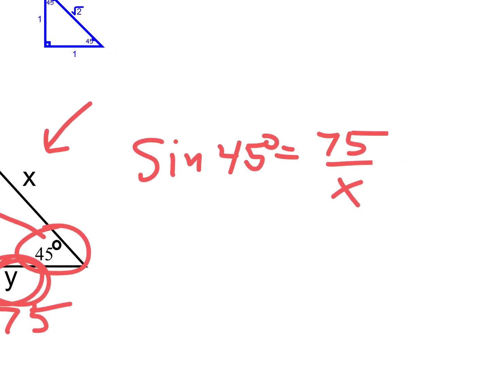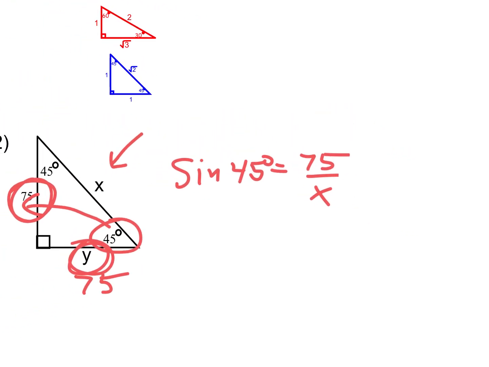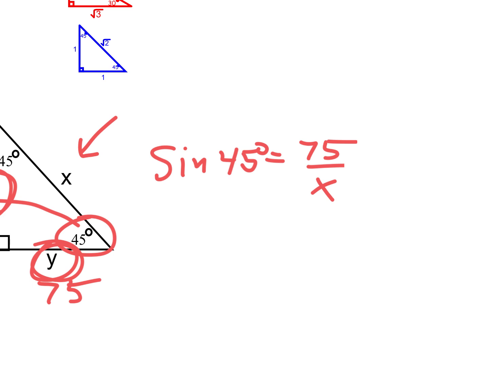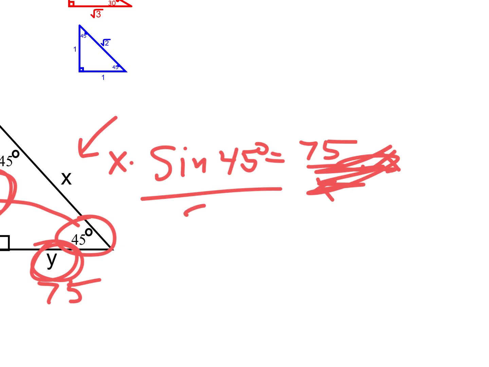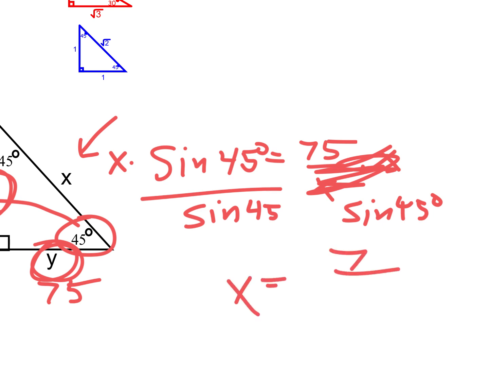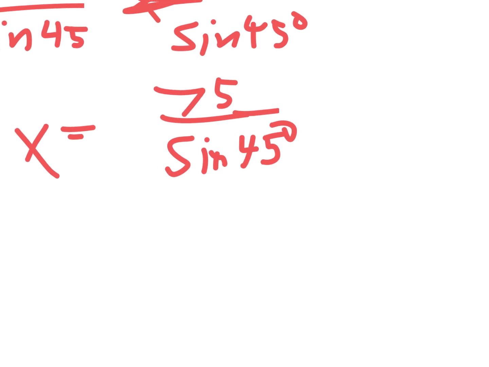Okay, so in solving this to figure out what the x side is, I end up timesing by x on both sides and dividing by sine 45 on both sides. Final answer, x equals 75 over sine 45. And I say final answer, and that's true, except it needs to be simplified because sine 45 is something I can know. I'm going to just whip out a quick 1, 1, root 2, and that's the 45 right there.